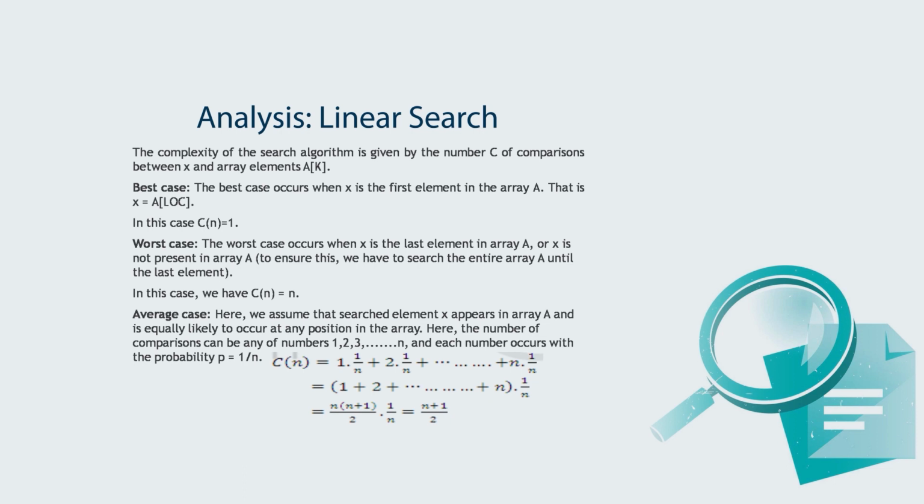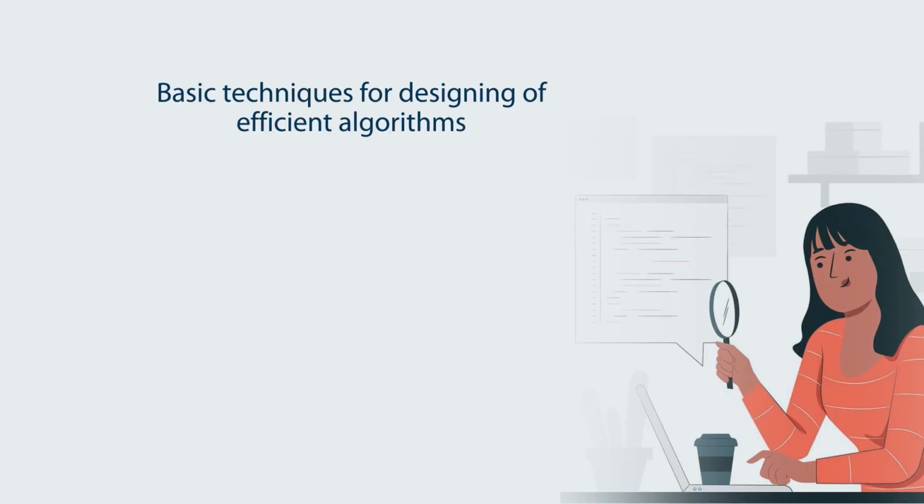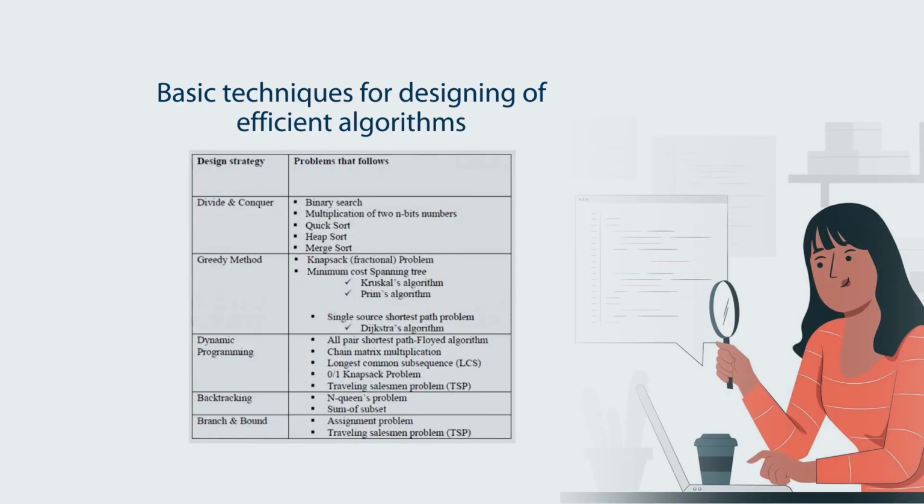So in the best case we get order of 1 comparison, in the worst case order of n comparisons, and in the average case also we get order of n comparisons. So these are the basic techniques for designing an efficient algorithm.